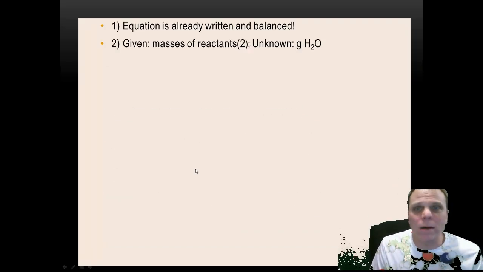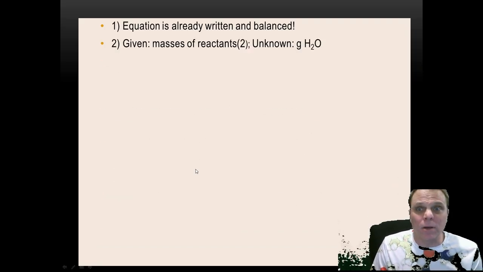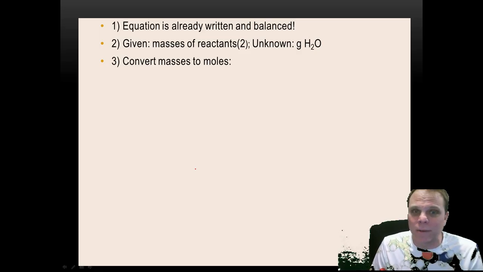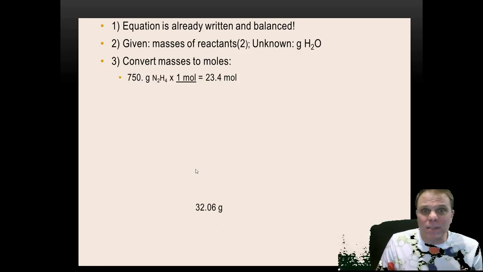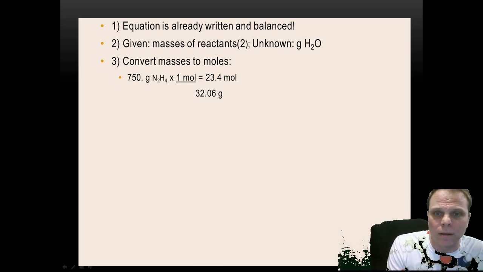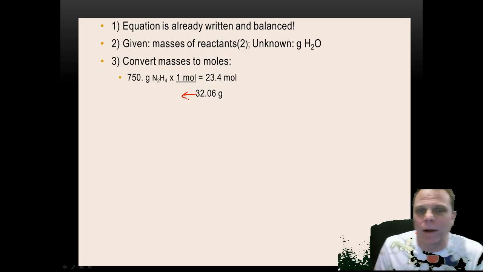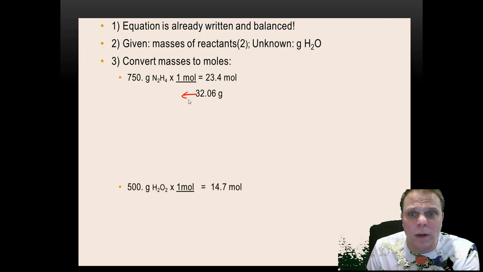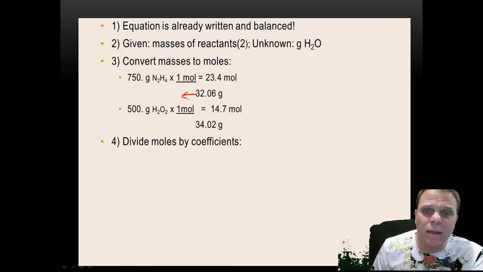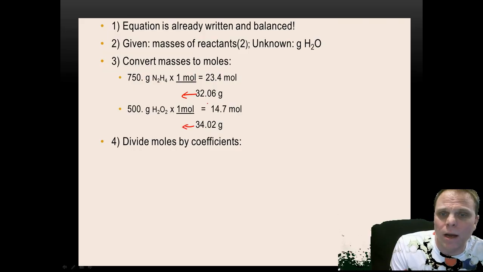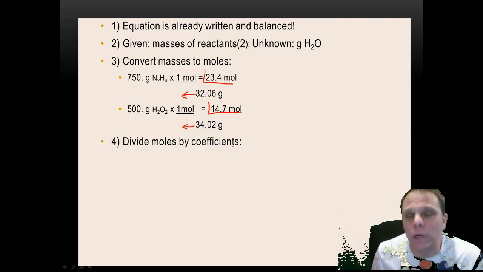So step 1, yes, it's balanced. Sweet. Step 2, we know our unknowns, and we've got 2 reactants, so we know it's a limiting reactant problem. So now step 3 says, let's convert these to moles, okay? So I convert my hydrazine to moles first, and I get 23.4 moles. And then I convert my hydrogen peroxide to moles as well. Now notice that we now have 23.4 and 14.7.